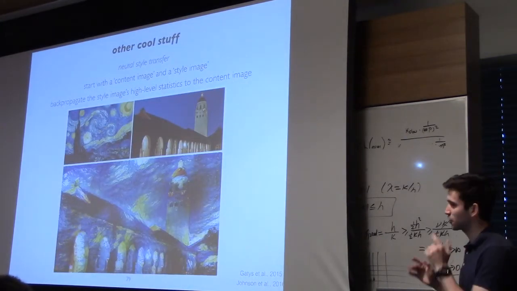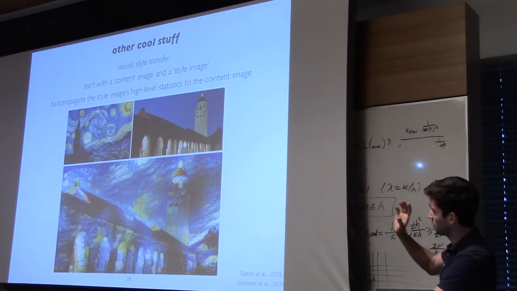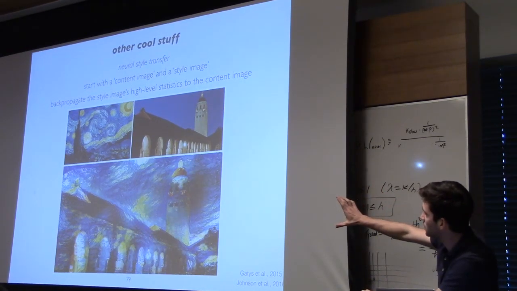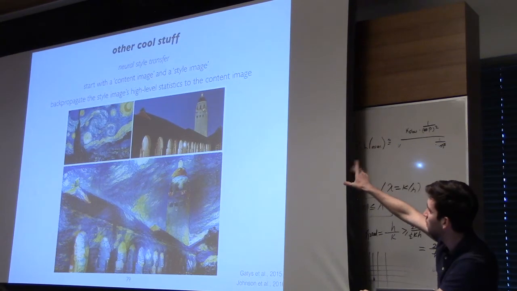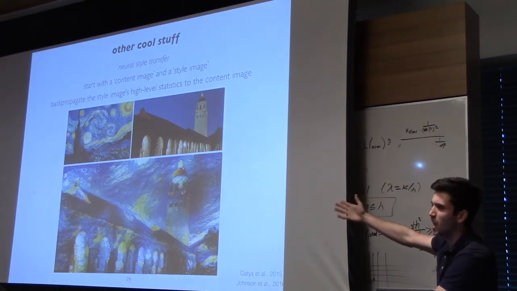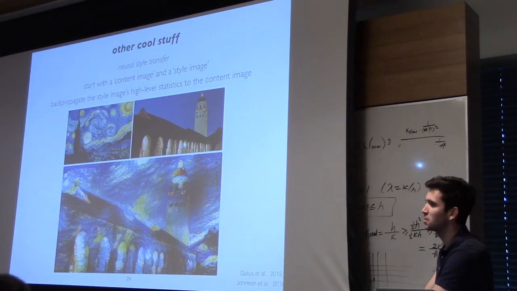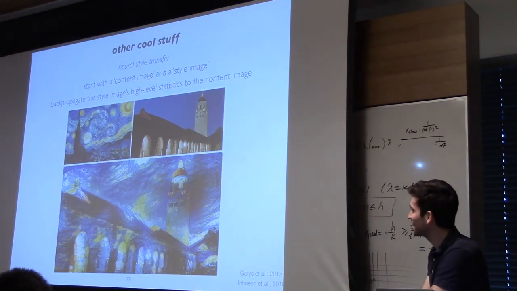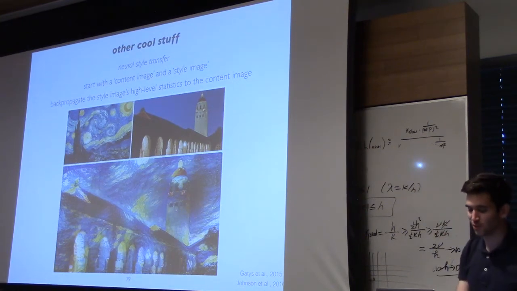So this is a concrete example where you take Starry Night and this image here, and you take the content of the right image with the style of the left image, and there are apps that can do this now. It's kind of like the new Instagram, in my mind at least. And yeah, it's just awesome what you can do with these things.